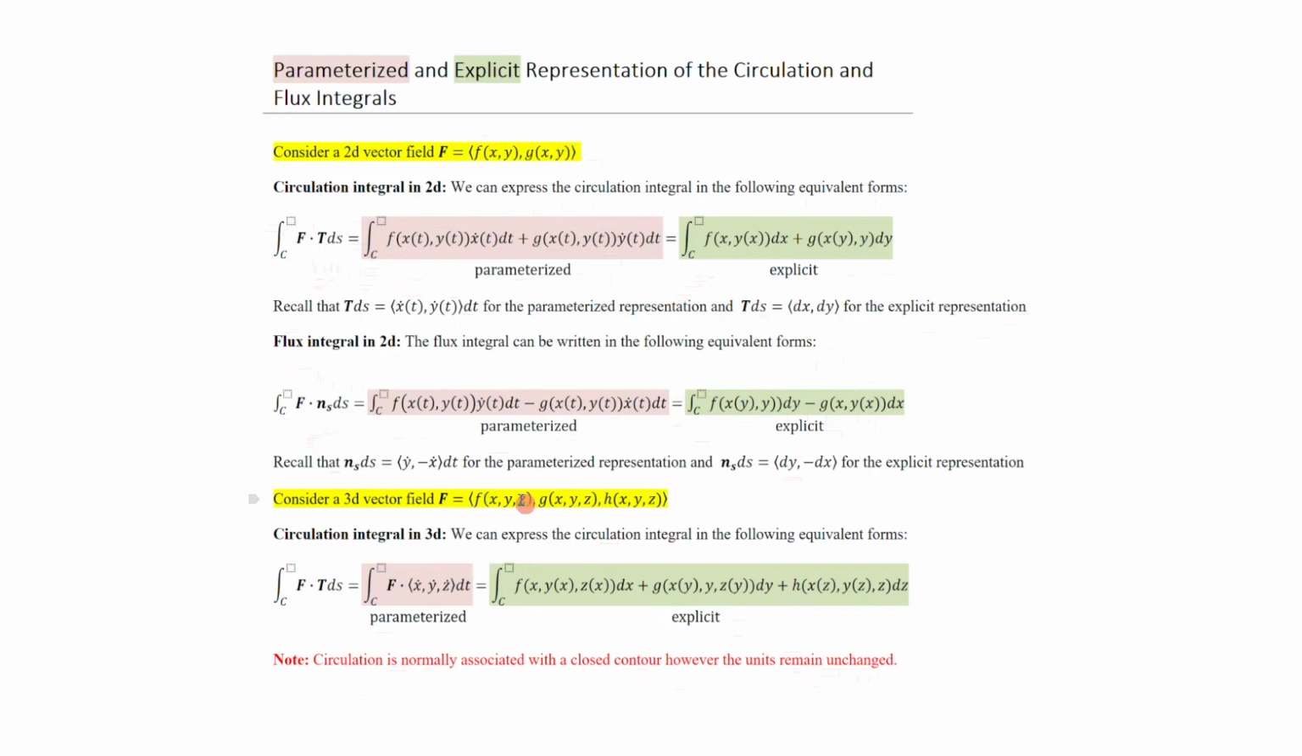All right, for a 3D vector field, the only thing that's of merit is the circulation integral in 3D. Not much has changed other than the fact that the vector field now has a third component, which is the Z component. And so now the integral will look like this for the parameterized case and like this for the explicit case.